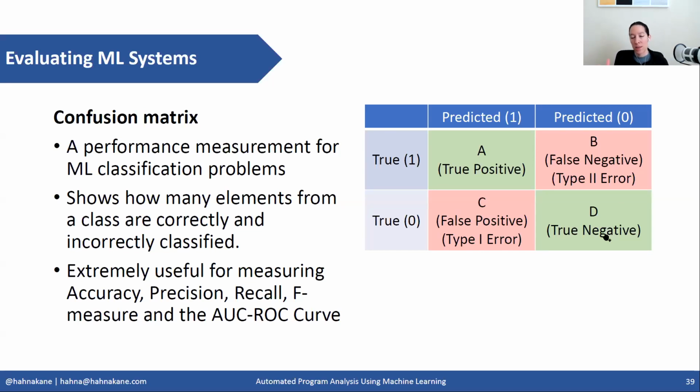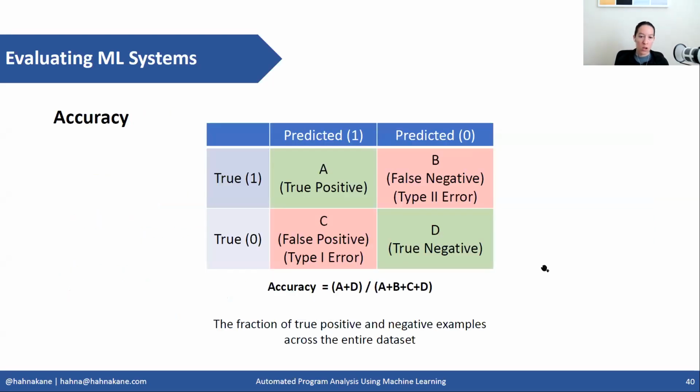So how exactly do we leverage this information to calculate our metrics? For accuracy, this is a fraction of true positive and negative examples across the entire data set. So you're going to add A and D together and then divide it by the sum of your entire data set.